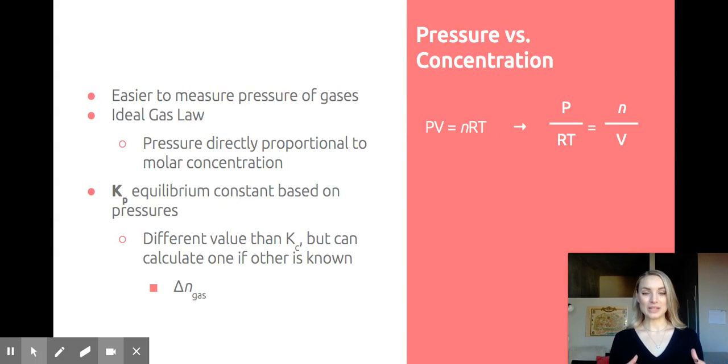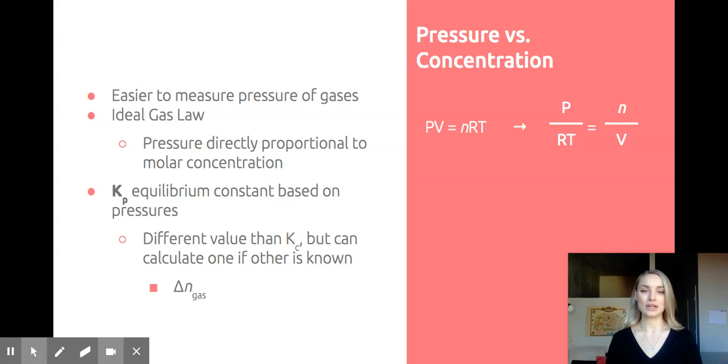So up to this point, we've talked about everything in terms of concentration. However, it is much easier to measure the pressure of gases than it is to measure the concentration of gases. So it can be very useful to relate pressure to concentration through the ideal gas law. If you need a refresher, it's right up there.